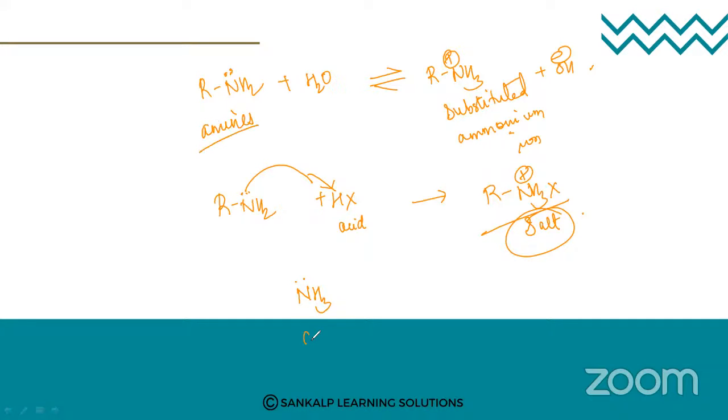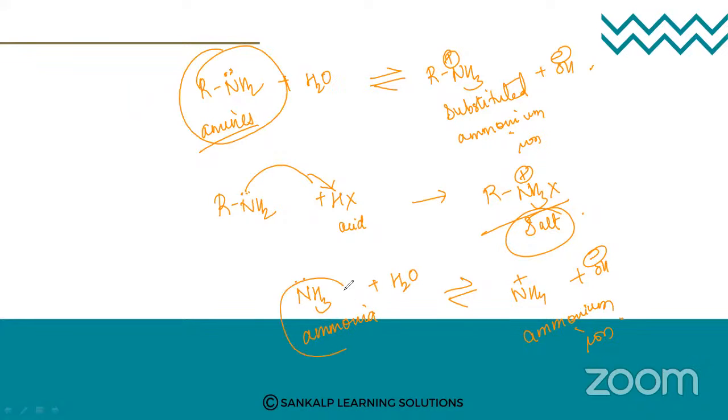Now when we talk about ammonia, so this is our ammonia. What are amines? Amines are nothing but the substituted derivatives of ammonia. So we have ammonia. We react it with water. What are we going to get? We are going to get the ammonium ion. So here, these are alkyl amines and these are ammonia.